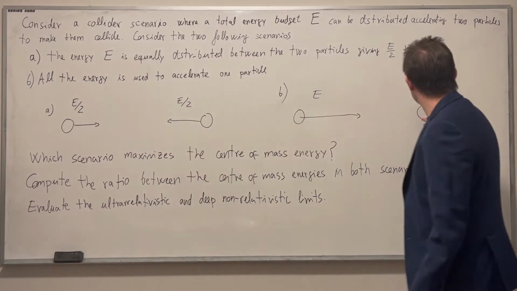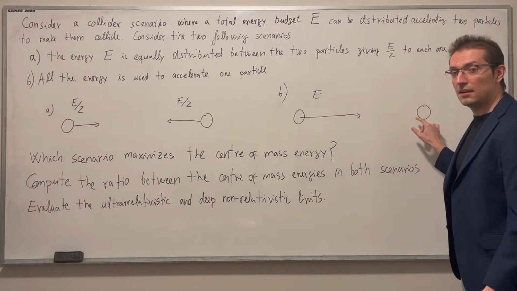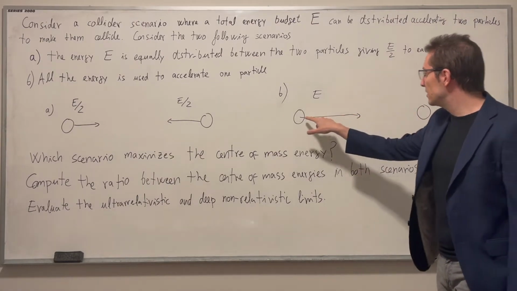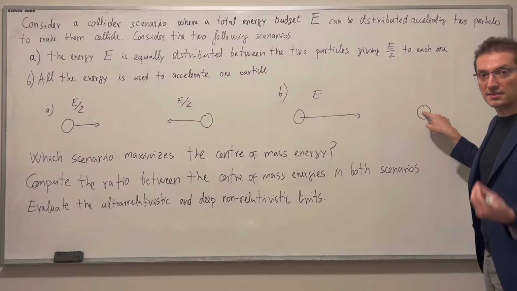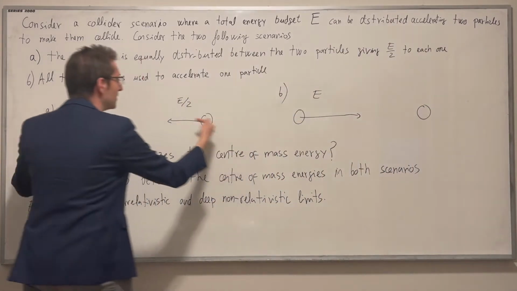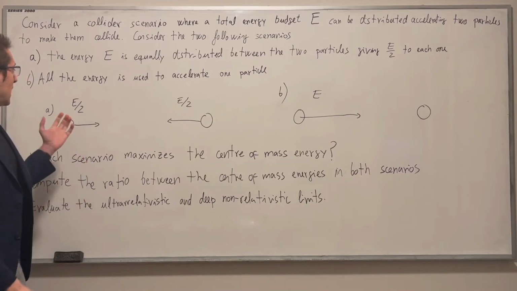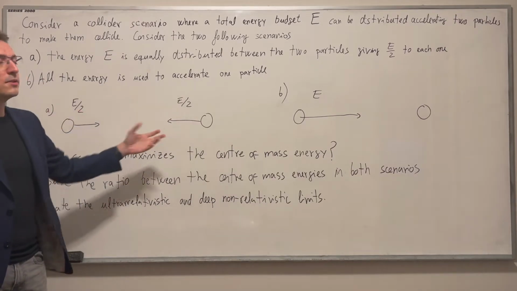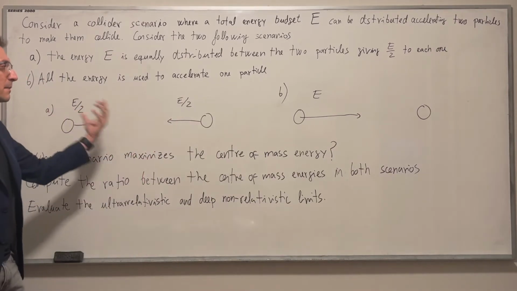So this one would be scenario B. The particle that is accelerated moves towards a particle that is stationary, at rest actually, in the lab frame. And in the other one, the two are accelerated in the lab frame, one against the other. And again, E over 2 energy to each of them. So the energy is split equally.